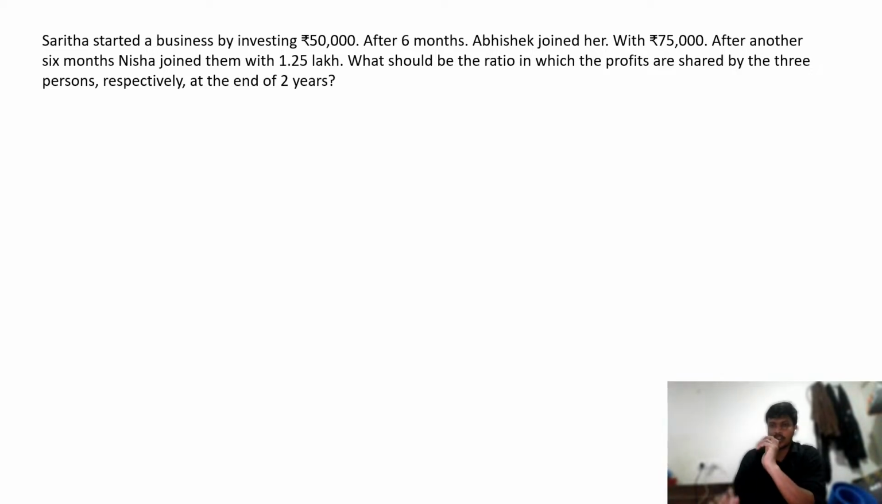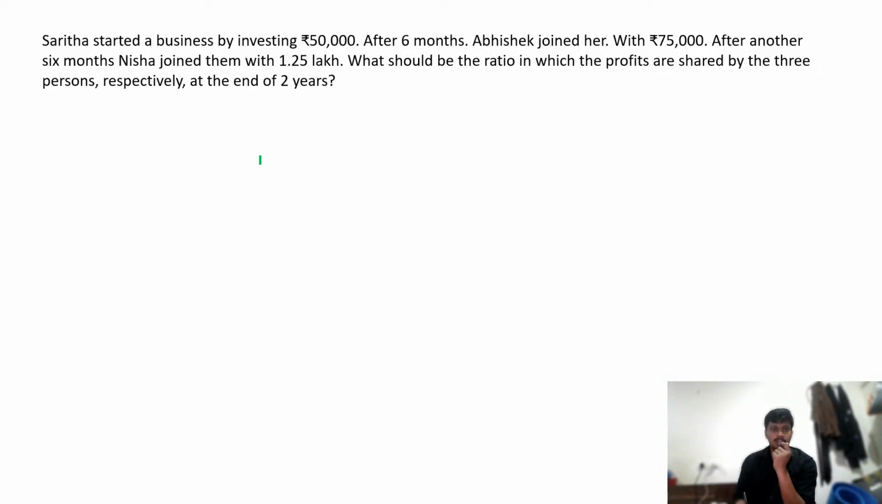Okay, check for only a few things, like are there any active partners, sleeping partners, are there any changes in the investment, and is there anyone who is adding or taking the money out of the business. I'm not going to solve this problem, you just solve and give me the answer. So here I'll just solve fast.